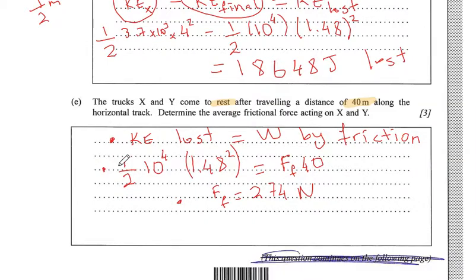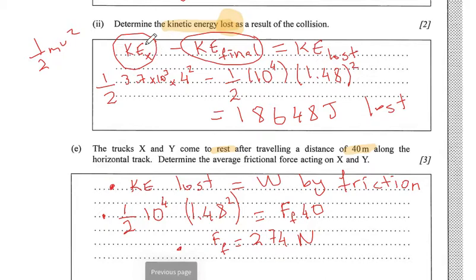Now, just to clarify, this question asked for the kinetic energy lost as a result of the collision, not after the collision when they drift away together. This is during the time of impact. The initial energy of the X hitting the Y, and just immediately after they collide, they start moving together, the kinetic energy that they have. The number that we find here is the energy that is lost during the collision at the instant that they collide.